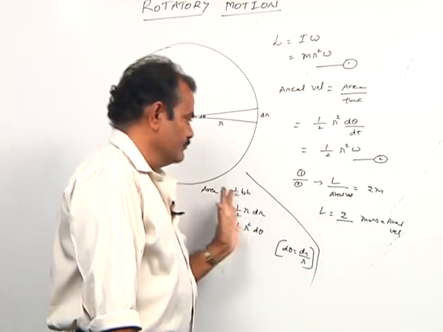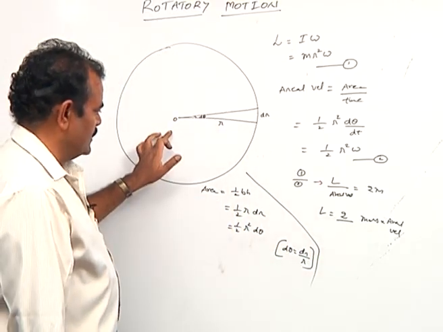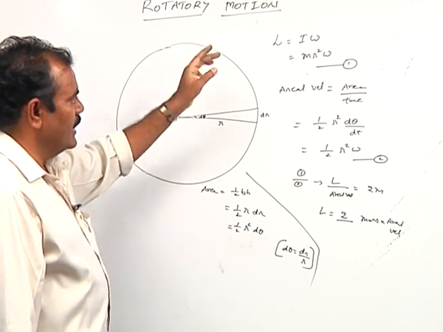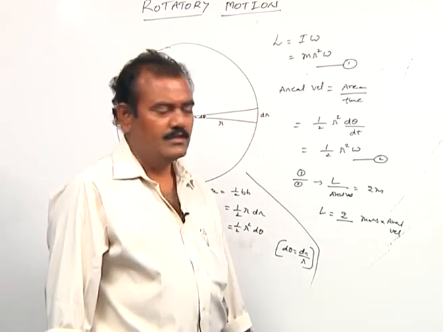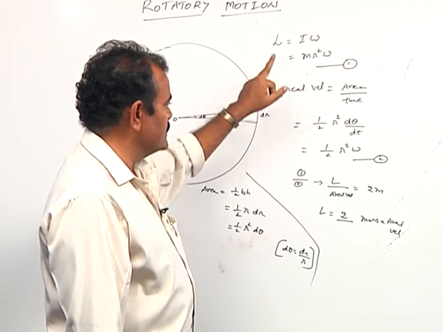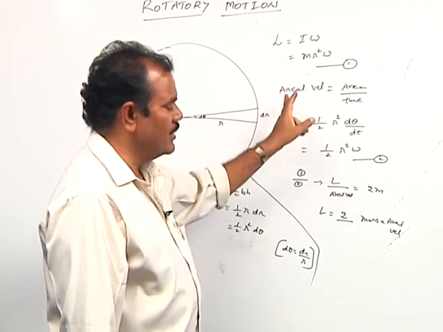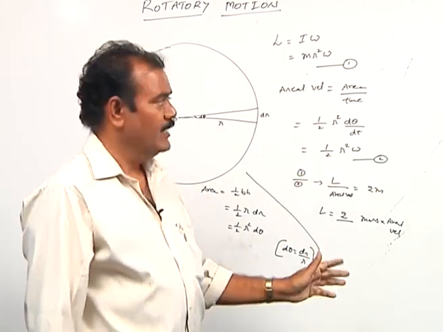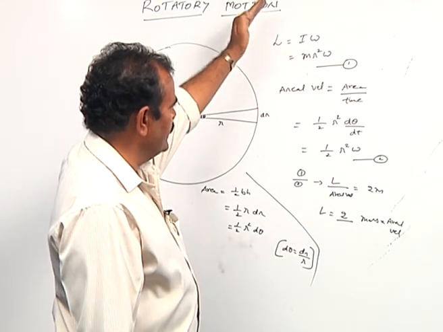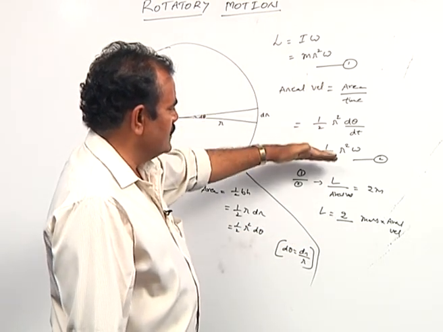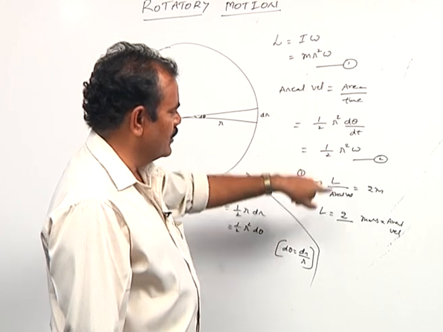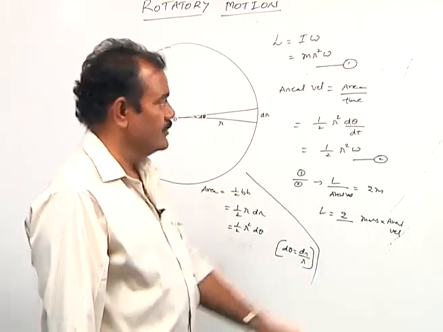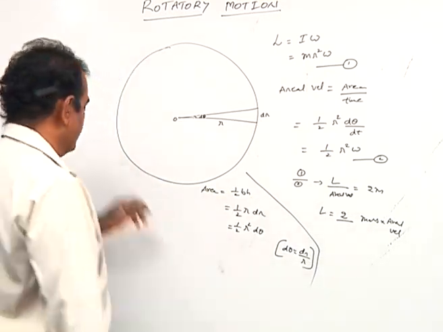So this is a simple question. Here you have to prove that the angular momentum of the particle is twice the product of mass and its areal velocity. For that we found the angular momentum and the areal velocity, and we took the 1 by 2, and automatically this answer comes. Now this problem is also over. Now we are coming to the next problem.